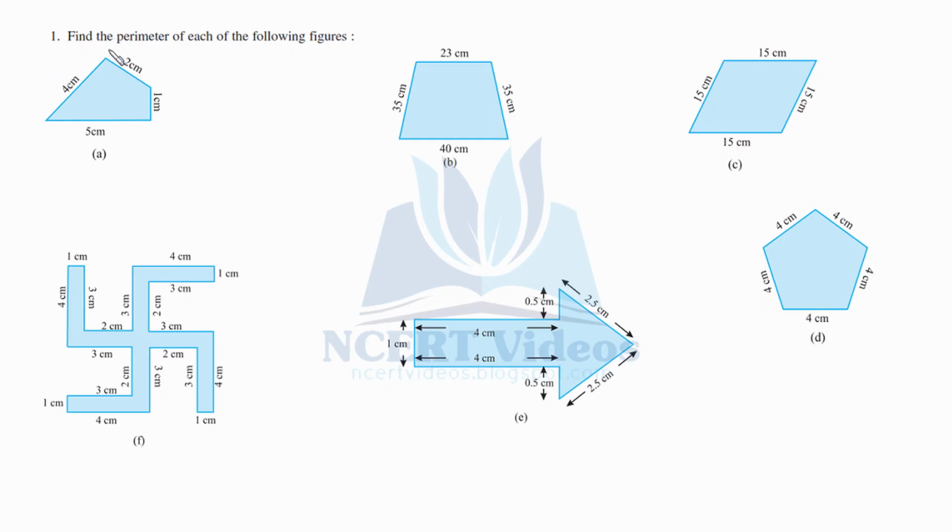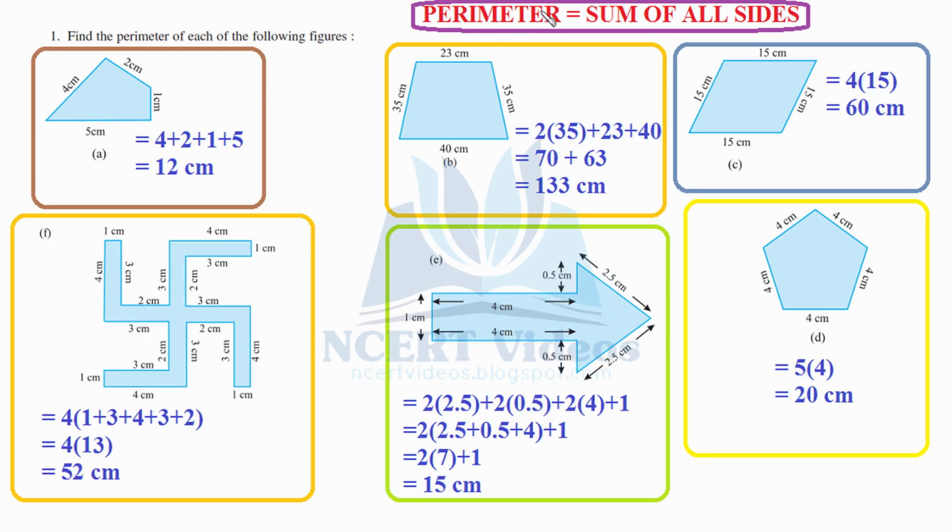Question 1. Find the perimeter of each of the following figures. So these are the figures from A to F and we have to find the perimeter. So first of all, what is the perimeter? Perimeter is nothing but just a sum of all sides. We have to add all the sides.